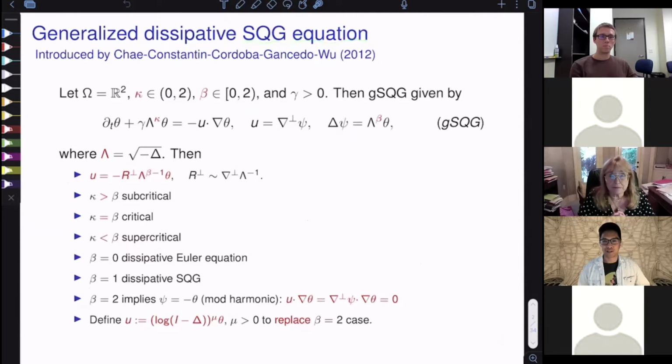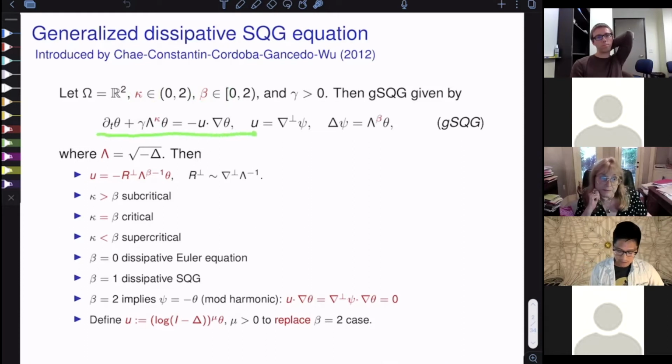Everybody knows what the SQG equation is, or for the most part, I assume, but I'll be talking about the generalized SQG equation, which contains the SQG equation as one of the points in the family. So this is a family of equations parameterized by what I'm going to view as two parameters: kappa, denoting the power of the dissipation, and beta, which denotes the degree of the singularity, essentially, in the constitutive law. So this is an active scalar equation.